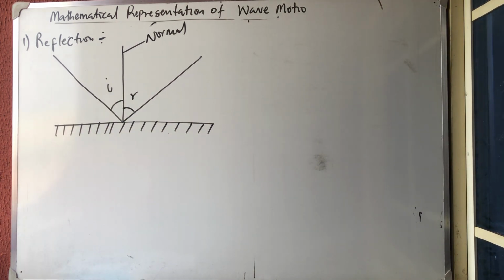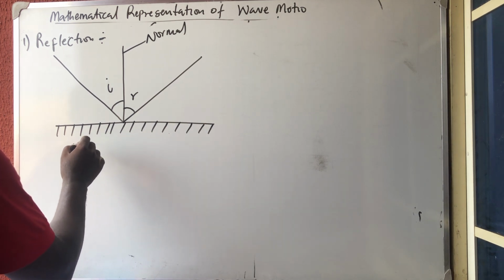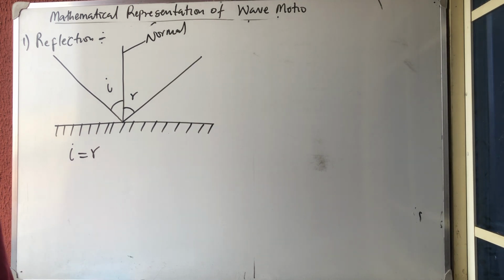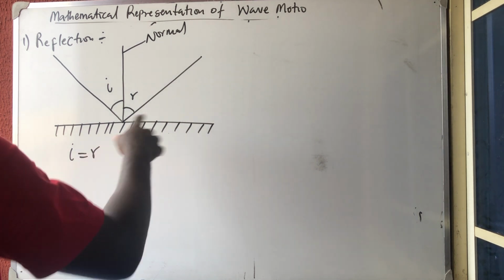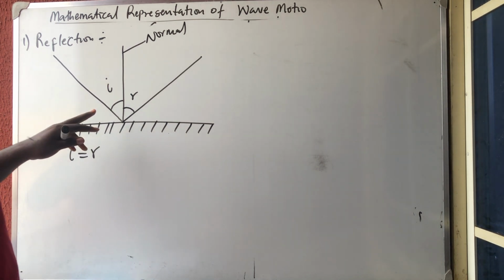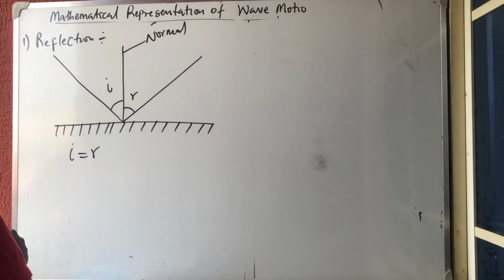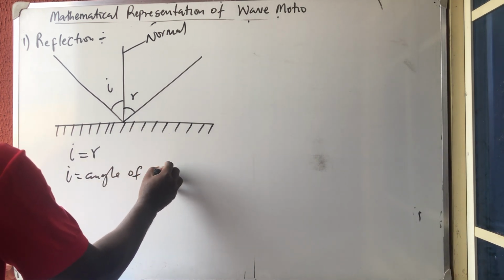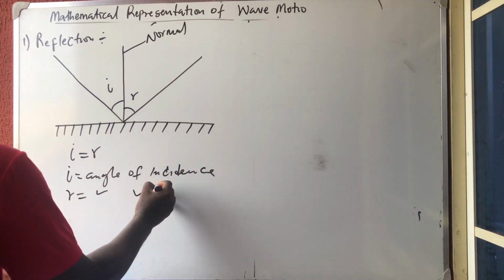Now the thing you need to know about this is that in reflection, the reflected angle is equal to the incident angle. They are equal. Very important thing to note. So this is the boundary, where I is the angle of incidence and R is the angle of reflection. Don't forget that I is the angle of incidence, where R is the angle of reflection.